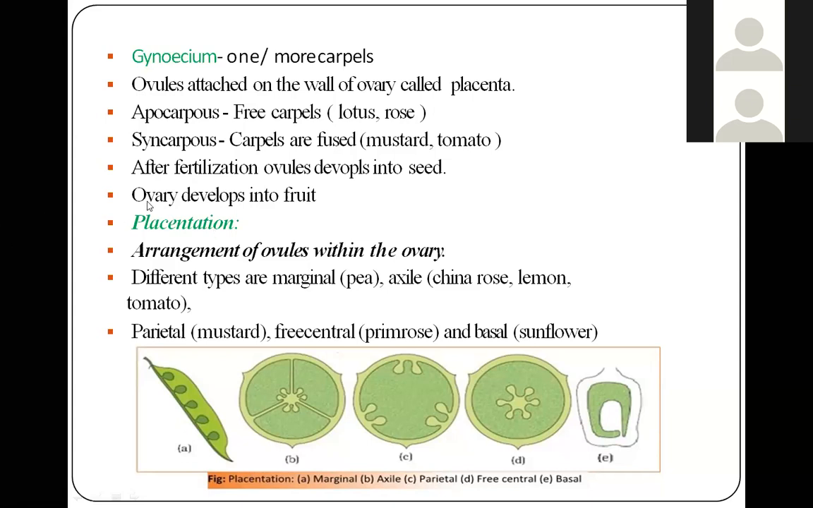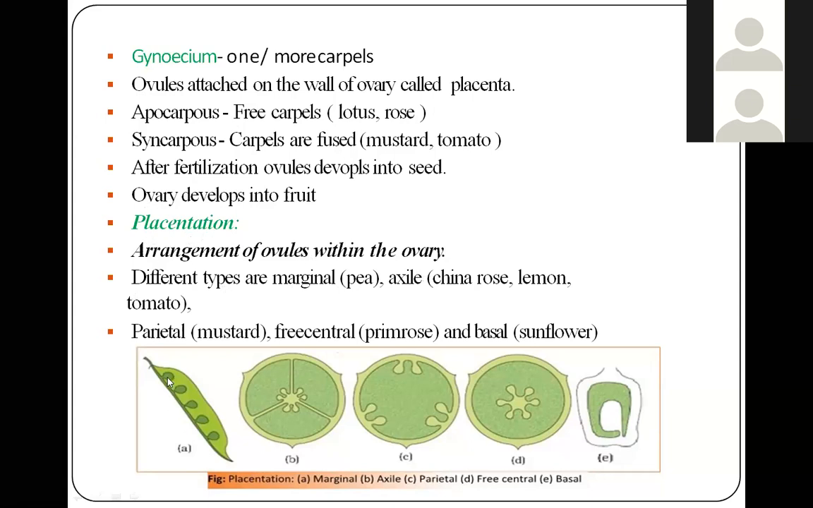So the ovary is whatever you eat in the fruit, and the seeds present inside it are the ovules, right? In the gynoecium you see placentation, right? The arrangement of ovules within the ovary is known as placentation.